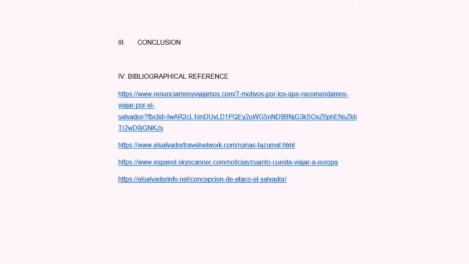The third general point is the conclusion. Here, we don't need to write anything because the final sentence is already in the paragraph and the whole conclusion of the topic is at the end of the essay. As a last point, we have bibliographical references. Here we need to add the links that we used to write our essay because there is the information on which we base our writing and thus obtain support for our ideas.